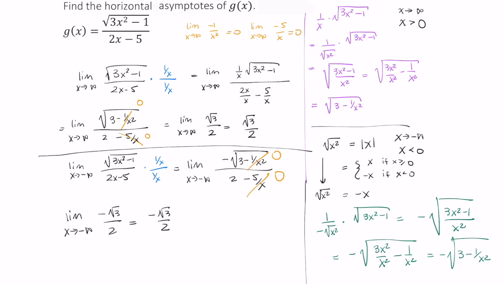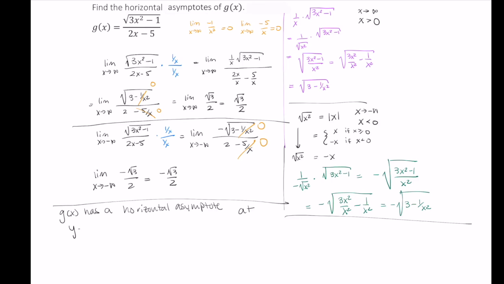So this function has a horizontal asymptote at y equals root 3 over 2, and another at y equals negative root 3 over 2.